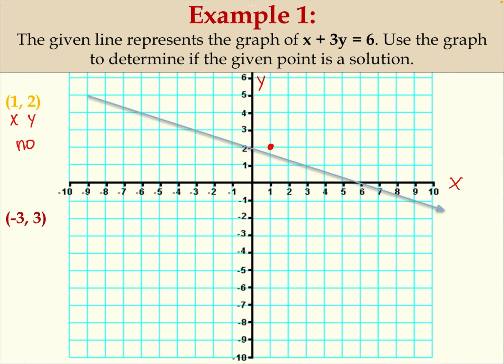Negative 3, 3, that would be left 3, up 3. Hey, that point is on the line. So that checks out. So we would say that yes, (-3, 3) is a solution.